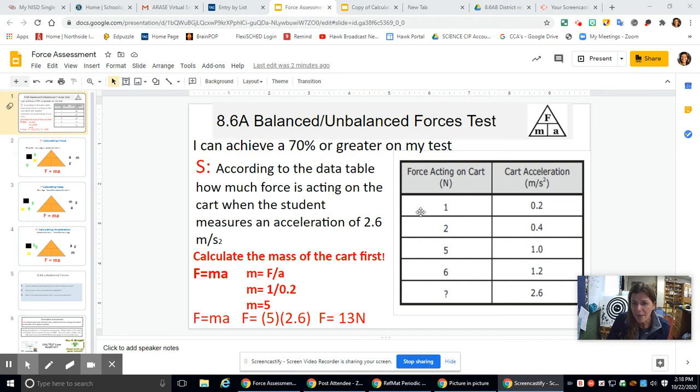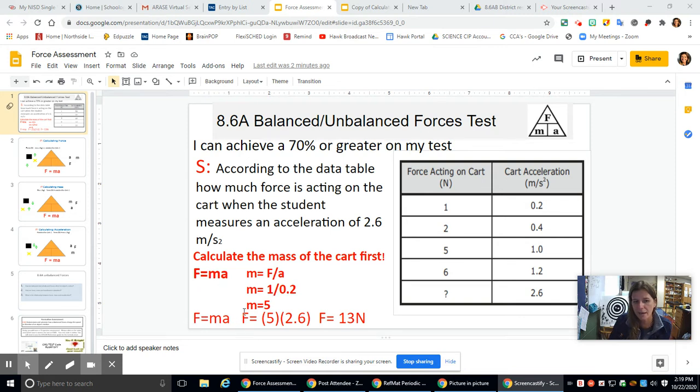Now, the mass of the cart doesn't change. So if you divide 2 divided by 0.4, you're going to get a mass of 5. If you divide your force of 5 divided by 1, you're still going to get a mass of 5. So when you divide force divided by acceleration for any of these, you will see that the mass of the cart is 5.